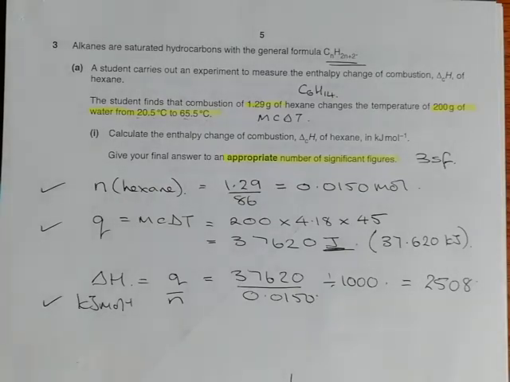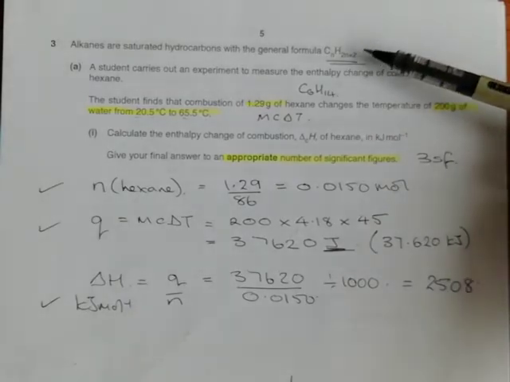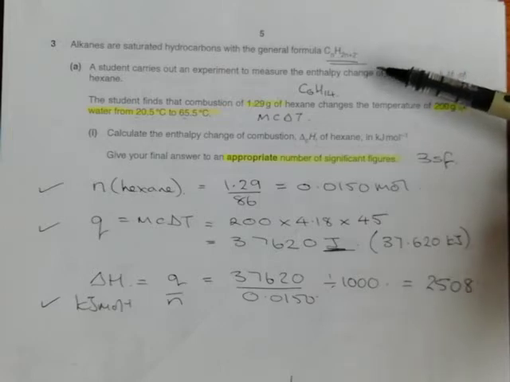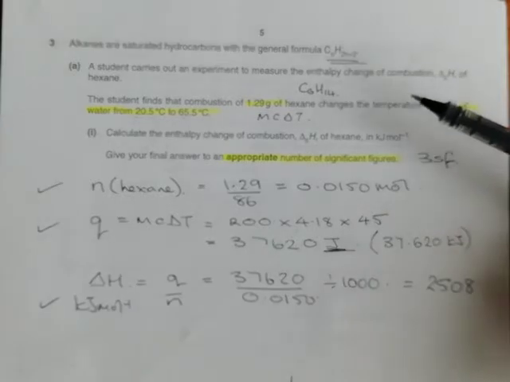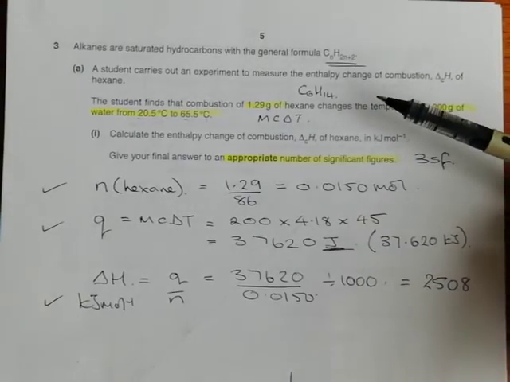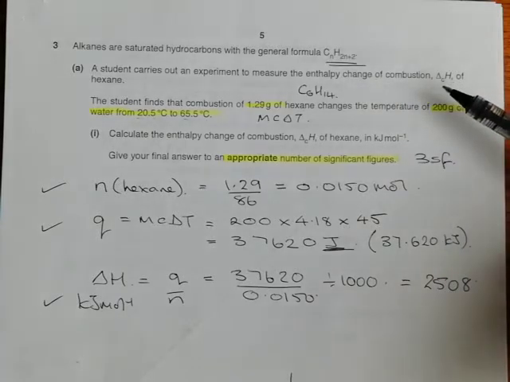In this question, we're looking at organic chemistry. We've got some basic information at the top about the idea of what a general formula is, and they're going to test us on some other types of terminology throughout this. So the student carries out an experiment to measure the enthalpy change of combustion of hexane.